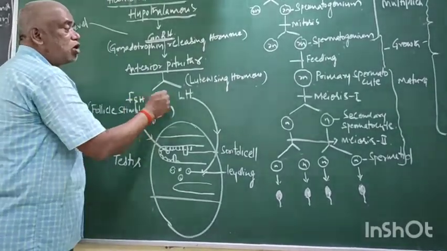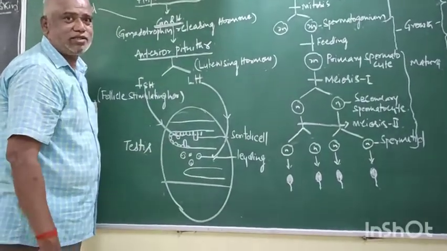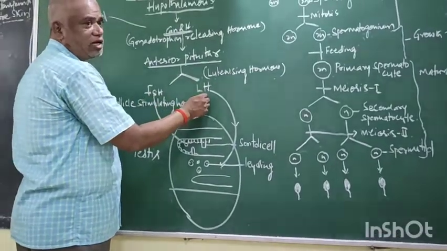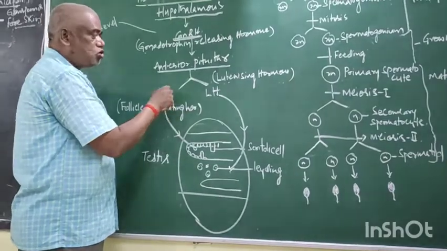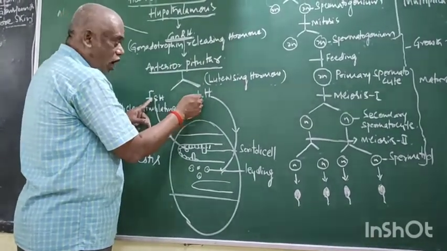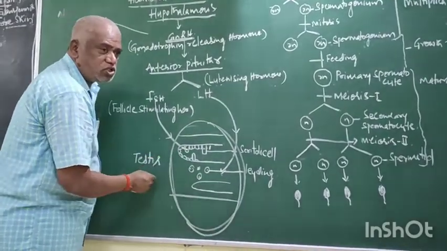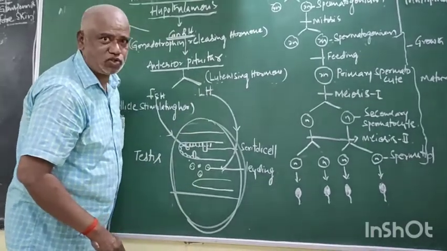These are called gonadotrophics. Gonads, this is the testis. Now just name the two gonadotrophics: FSH and LH, luteinizing hormone and follicle stimulating hormone. These two hormones are secreted from the pituitary and work on the testis. The testis is the gonad, hence these two are called gonadotrophics.